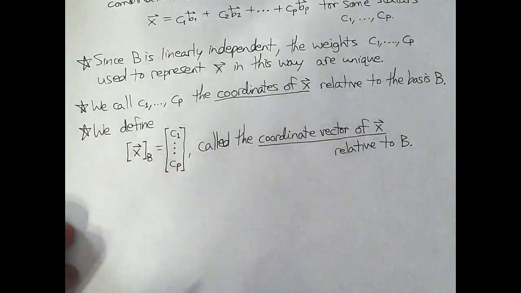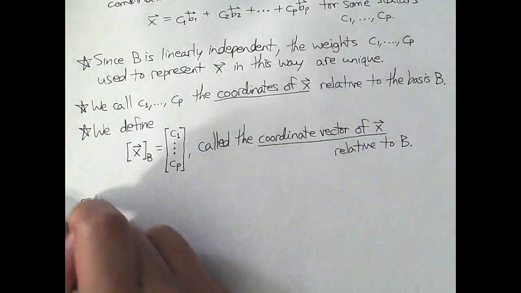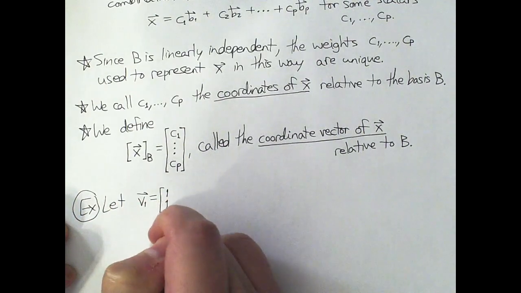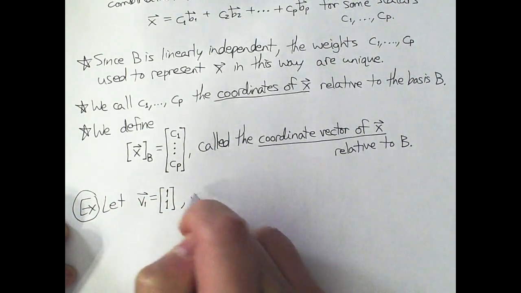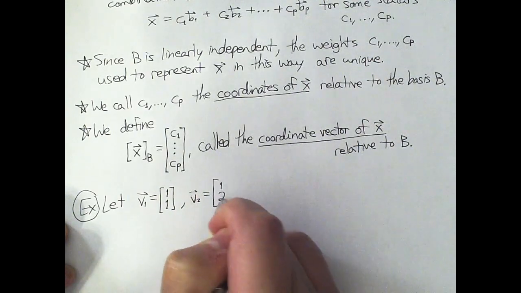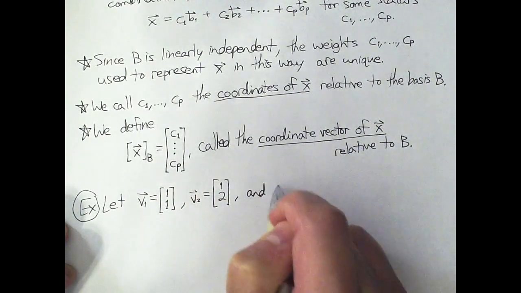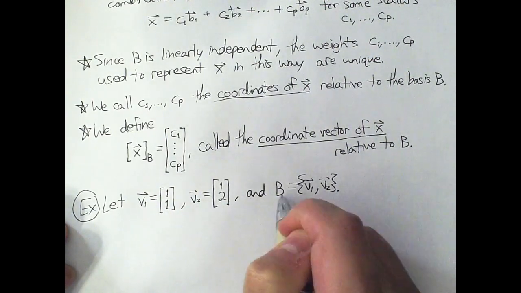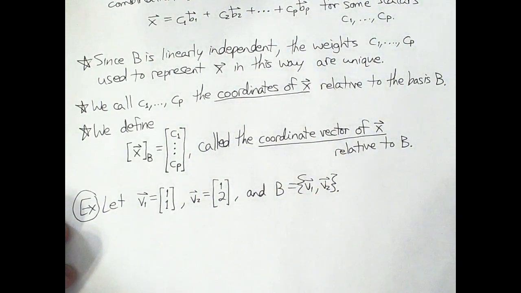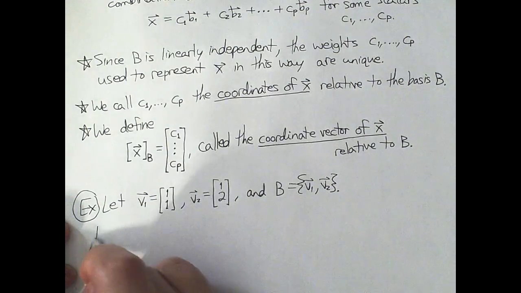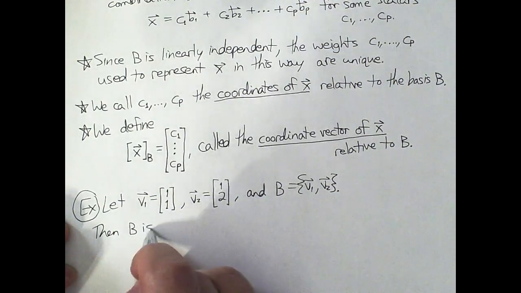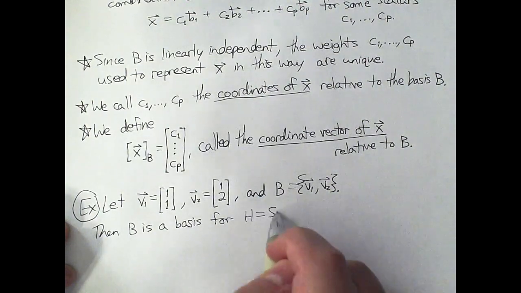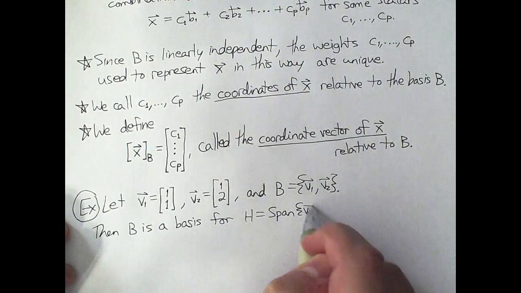Okay, so we got some terminology out of the way. Let's do an example. Let v1 be (1, 1). v2 is the vector (1, 2). And B is {v1, v2}. I'm not writing span in front of that. B is just a set of two elements. That's it. Then B is a basis for H equals the span of v1, v2.